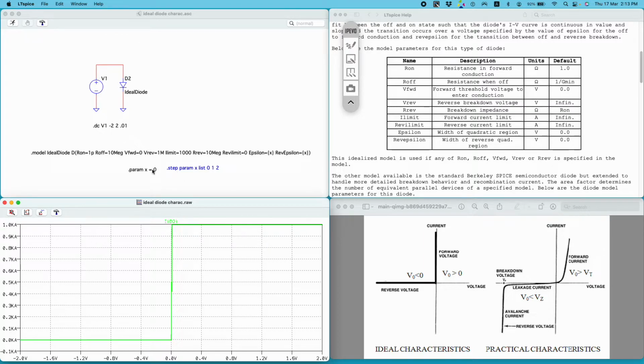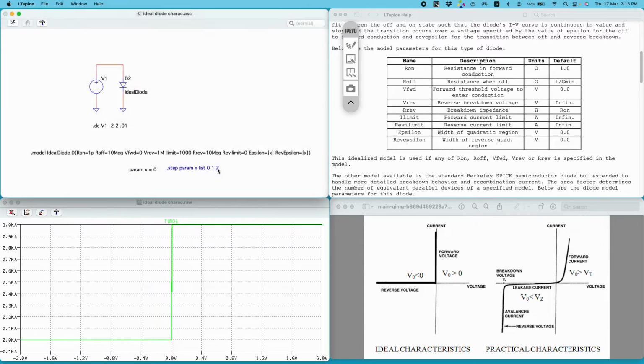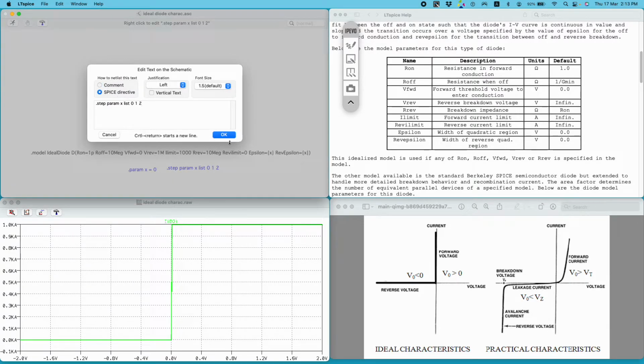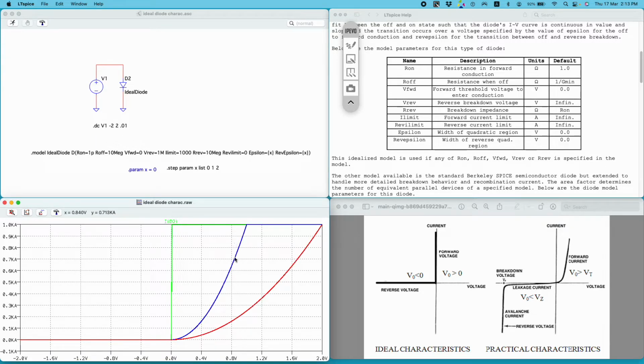Now let me show you the effect of this parameter x. I will plot the same curve for three different values of x: 0, 1, and 2. This green is for x equal to 0, this blue is for x equal to 1, and this red one is for x equal to 2.